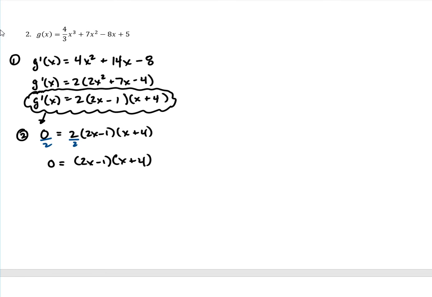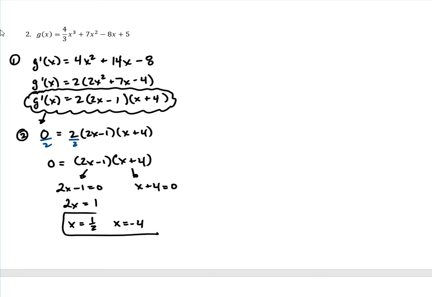Okay, so now that it's divided out, though, I can set each of these binomials equal to 0 because of our zero product rule. And then now that I have each of them set equal to 0, I can solve each of them, add 1 to the first one, and then we'll divide by 2. So we've got 1/2. And then this one, I could just subtract 4. So let's just put that right next to it. So x equals negative 4. Okay, so these are the critical numbers. So it's whatever your x values are once you set it equal to 0. So those are the critical numbers.